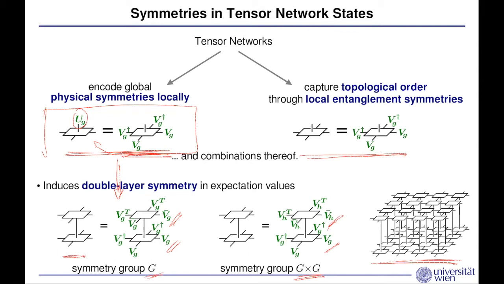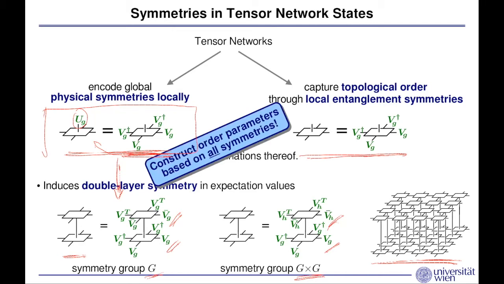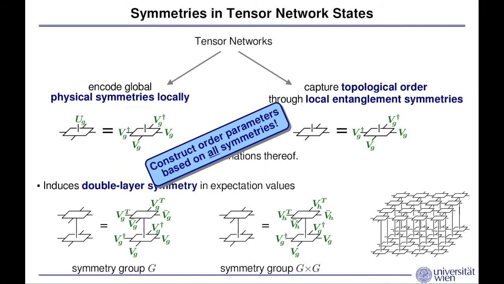But the point is that all of these symmetries in the end pop up as symmetries in each of the local tensors in the partition function. So when we compute expectation values, all right, now, what kind of order parameters can we measure in such a system? We would like to construct these order parameters using all these symmetries, right? Not only using the physical symmetries. We see all these symmetries here in both of these cases, and we would like to use them as much as possible to construct order parameters.